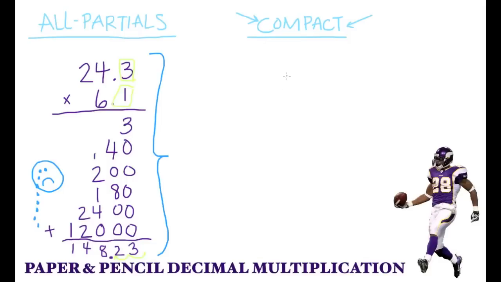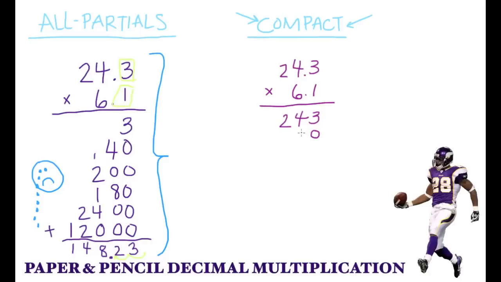I'm going to give you the same problem just so you can see the comparisons. 24 3/10 times 6 1/10. Okay. The compact method is just going to go 1 times 3 is 3, 1 times 4 is 4, 1 times 2 is 2. That was really easy. Then I'm going to use the 6, but this 6 I'm going to think of it as 60 because it has a place to the right of it. So I put a 0 placeholder just because I'm starting out with 60. Then I can still just do my single digit multiplication.